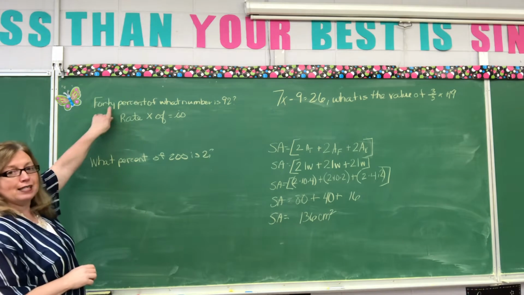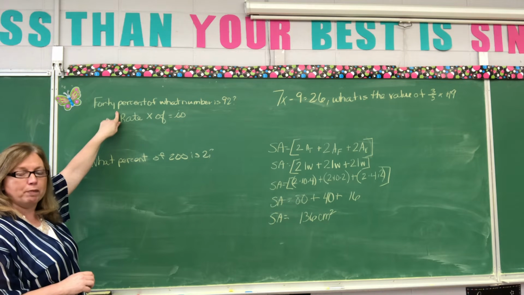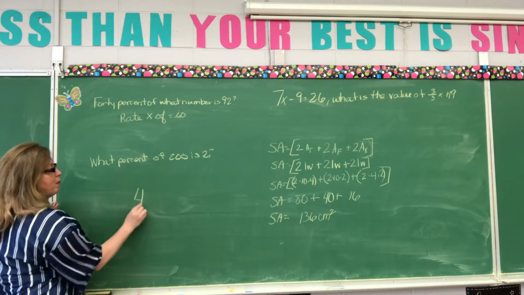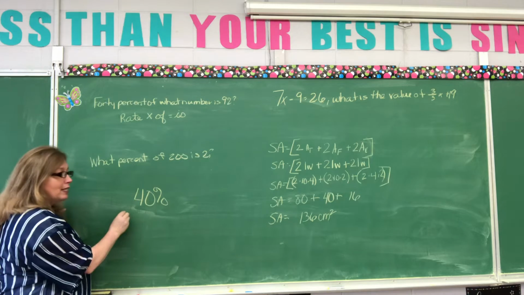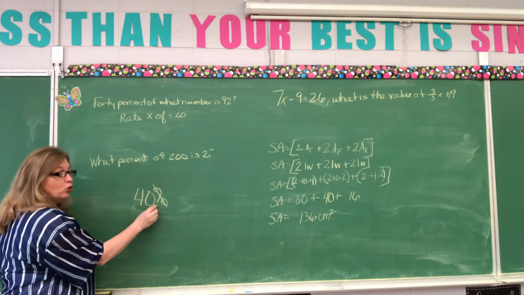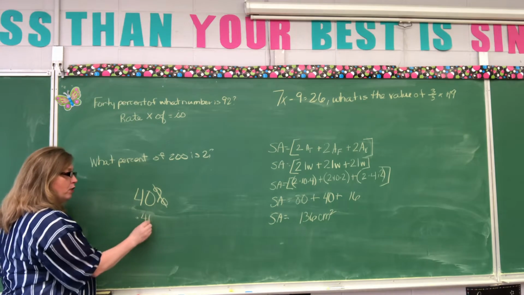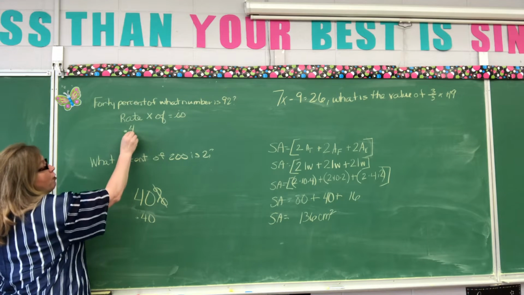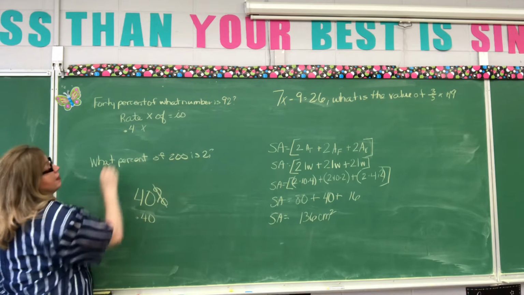Well, 40% is what? What is my decimal equivalent of 40%? Remember, if you have any percent, in order to go from a percent to a decimal, you're going to drop the percent sign and move the decimal 2 places, 1, 2. So it becomes 0.40. Okay, so my rate is 0.4, I don't need the 0 on the end, times the of.